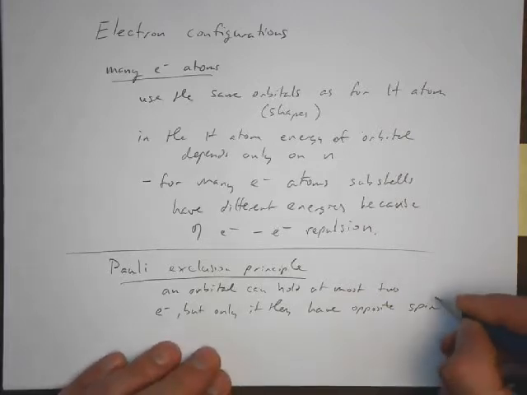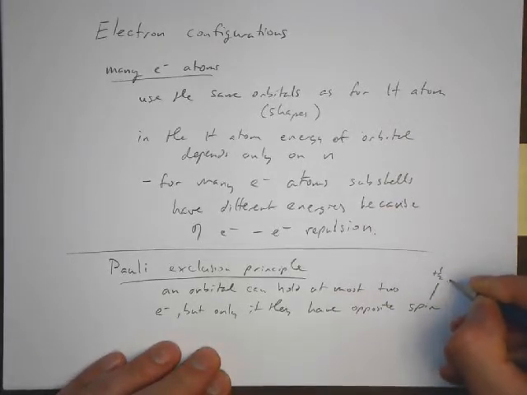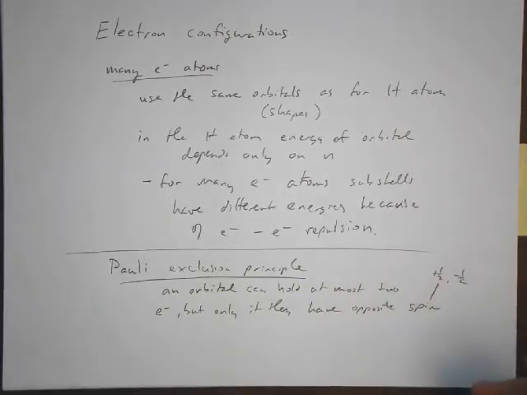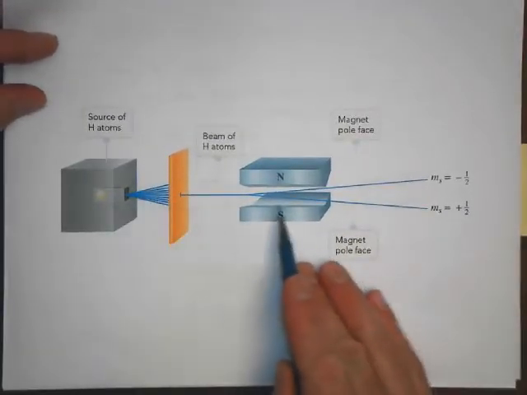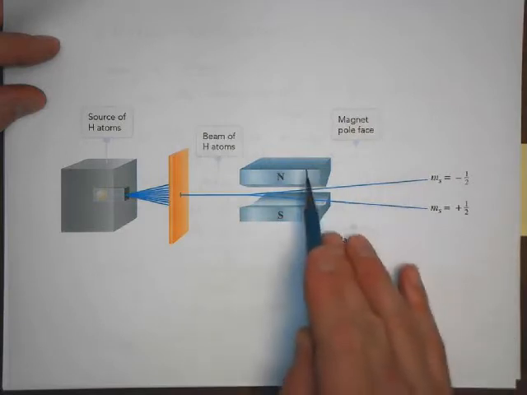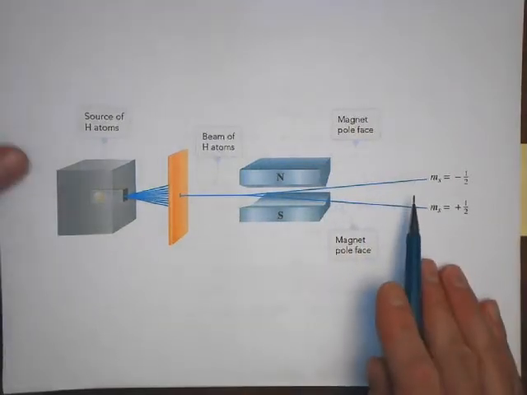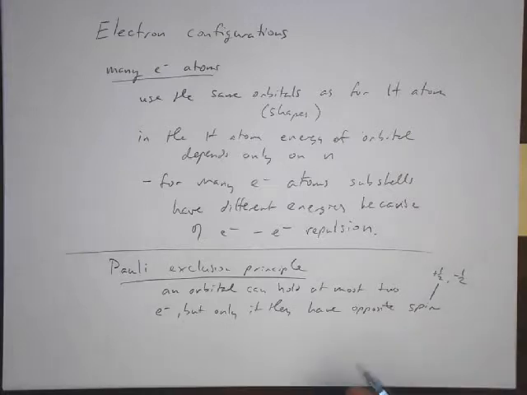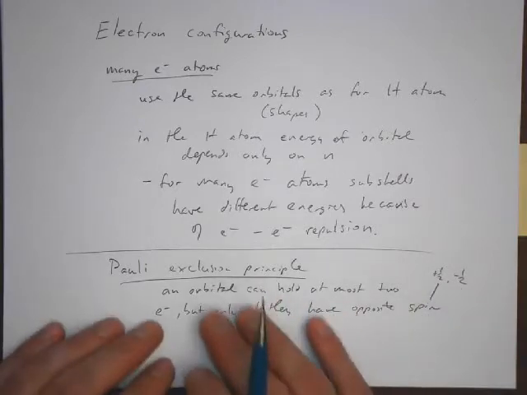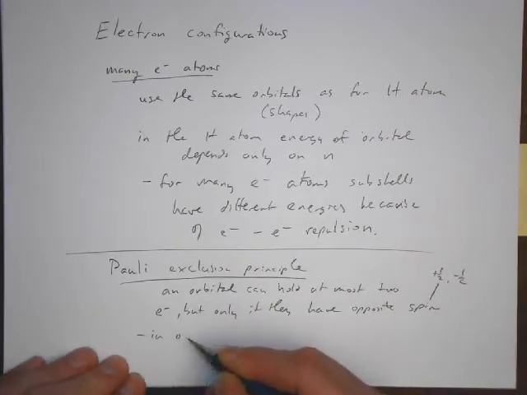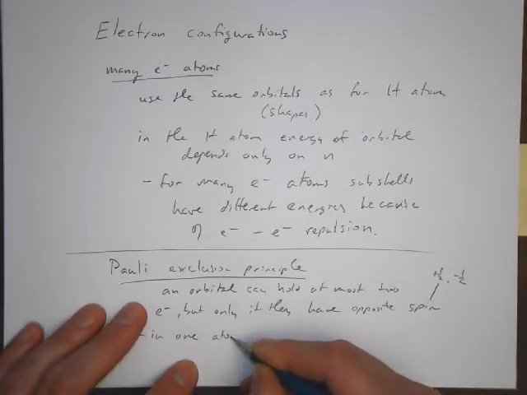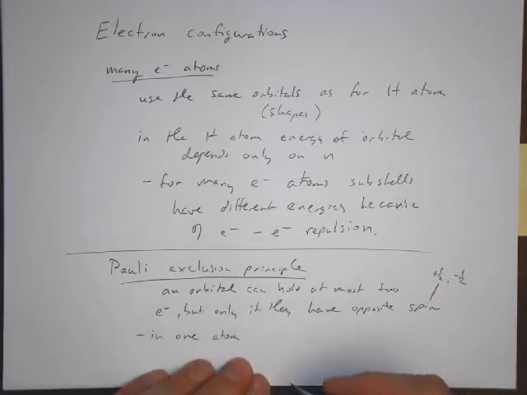Okay, and so remember electron spin can either be plus 1/2 or minus 1/2, and what this has to do with is this. This is a figure from your text. It has to do with how an electron reacts with a magnet. Spin is a strange intrinsic property of matter, and electrons can have plus 1/2 or minus 1/2 spin. Now, what the Pauli exclusion principle is really saying is that in one atom, no 2 electrons can have the same set of 4 quantum numbers.